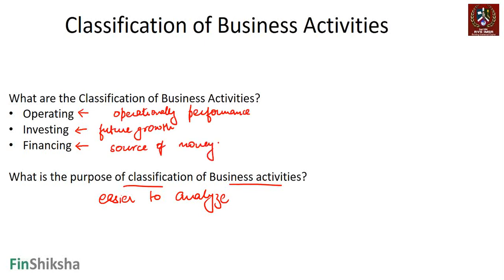Once we divide this into these three parts, it gives us an idea on whether the company is operationally doing well, whether the company is able to invest some part of the money for future growth, and whether the company is raising money from a bank or somewhere else. What is the source of the company's money, how does it manage and raise that money, and how does the company repay that money? It makes it easier to analyze all activities of a business once you classify them.